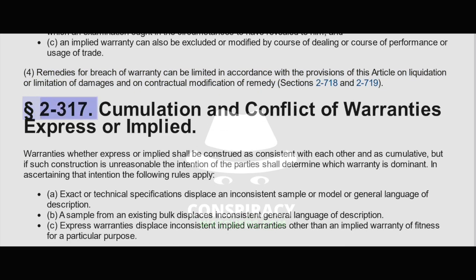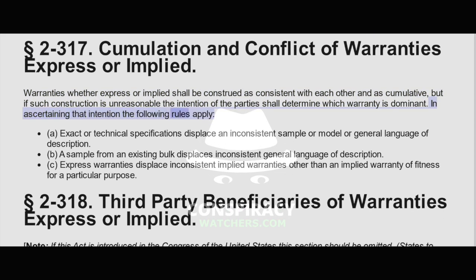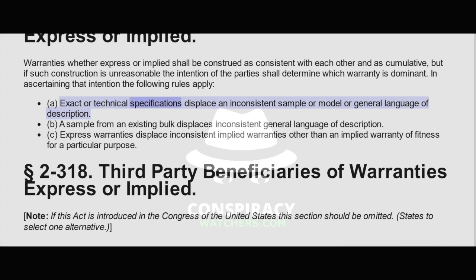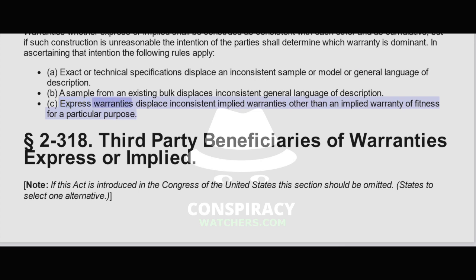Section 2-317. Cumulation and conflict of warranties, express or implied. Warranties, whether express or implied, shall be construed as consistent with each other and as cumulative. But if such construction is unreasonable, the intention of the parties shall determine which warranty is dominant. In ascertaining that intention, the following rules apply. Exact or technical specifications displace an inconsistent sample or model or general language of description. A sample from an existing bulk displaces inconsistent general language of description. Express warranties displace inconsistent implied warranties other than an implied warranty of fitness for a particular purpose.